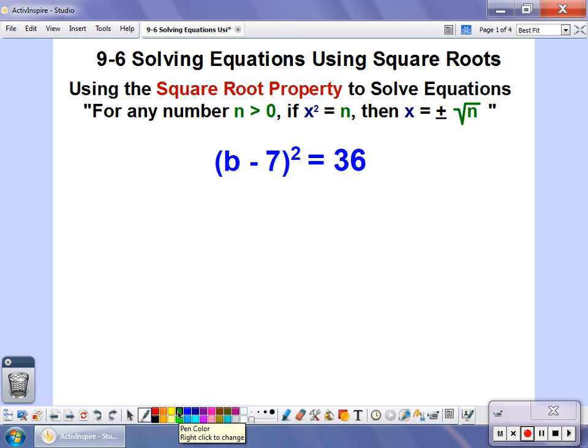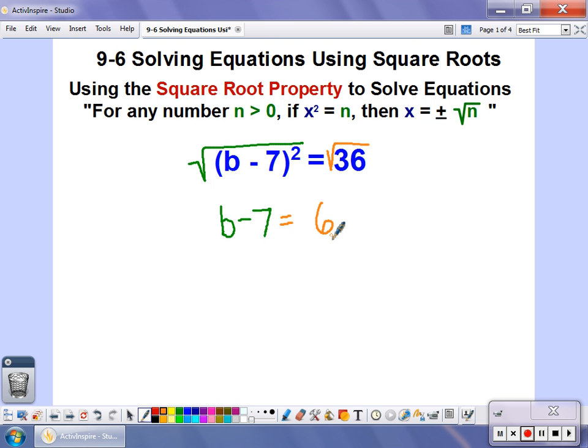And the way we do that is we're going to get rid of that squared factor. And the way you get rid of something that's squared is you take the square root of it. If you take the square root of b minus 7 squared, the square and the square root cancel out, and it just leaves you with b minus 7. Now, when you take the square root on an equation, you have to actually take the square root of both sides. So I have to take the square root of 36. 36 is a perfect square, and the answer is 6 times 6. So I know that I have b minus 7 could equal 6.